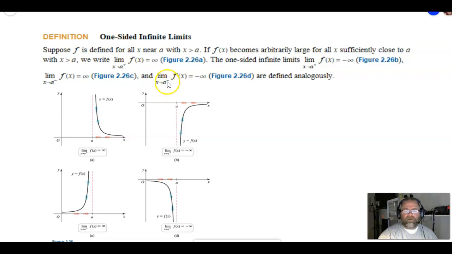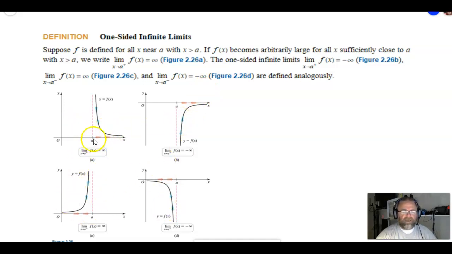And vice versa, if we're coming from the left side, we put a little minus there. And then we would either put positive infinity or negative infinity here, depending on whether we're growing up without bound or down without bound. So here's some examples.